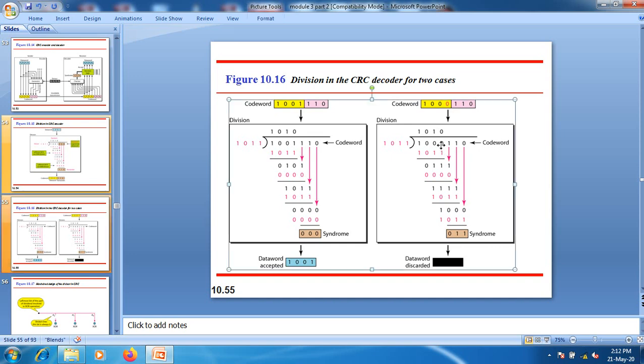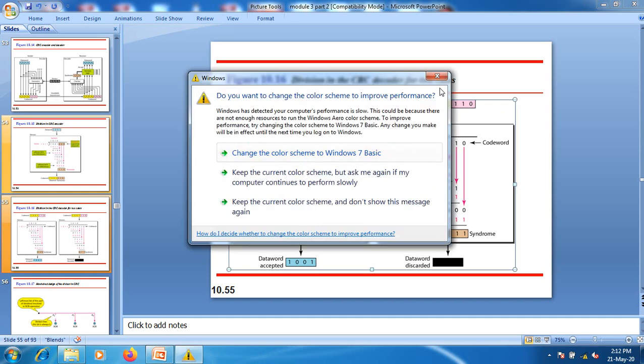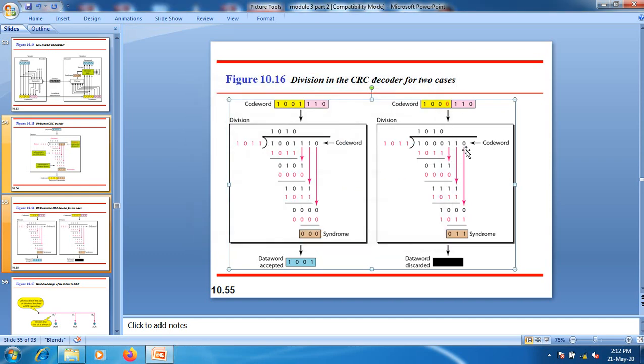In this particular scenario, in the second portion, this last bit becomes corrupted here, that is 1000. We have sent a 1 here, instead of 1 we are receiving a 0 here, 110. In that case, once you perform a division operation, we are getting 011 as a syndrome here. In that case, I need to discard the received code word here.